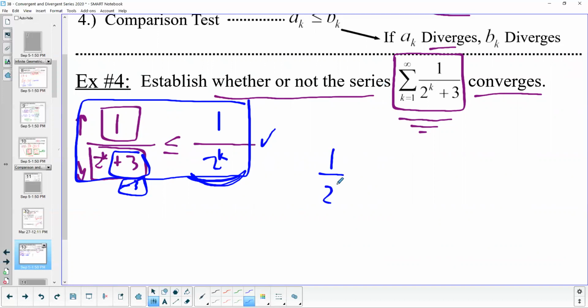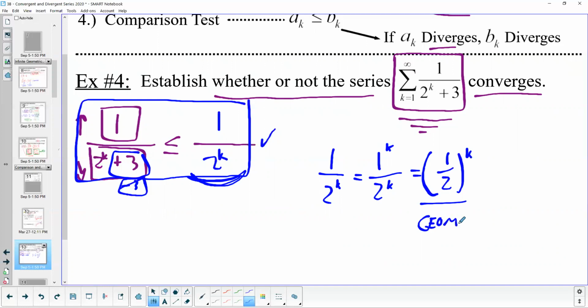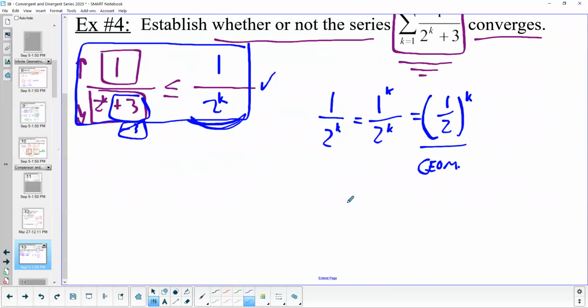And so the way I'm going to do this is I'm going to take 1 over 2 to the k, and I'm going to rewrite it as 1 to the k over 2 to the k, because I know that 1 to any power is going to equal 1. And now that I've got that, I know that this also equals (1/2) to the k, because both the 1 and the 2 are raised to the k power. And so now I actually have myself a geometric series. And so if I were to rewrite that as the sum from k equals 1 to infinity of 1 over 2 to the k, or (1/2) to the k, I know right now that this particular series converges.